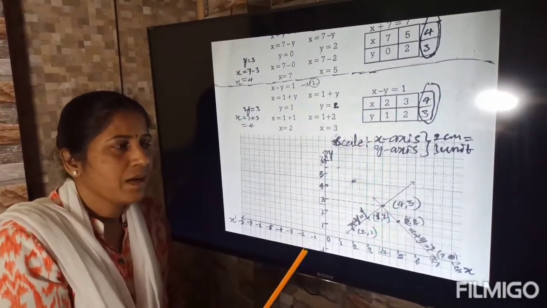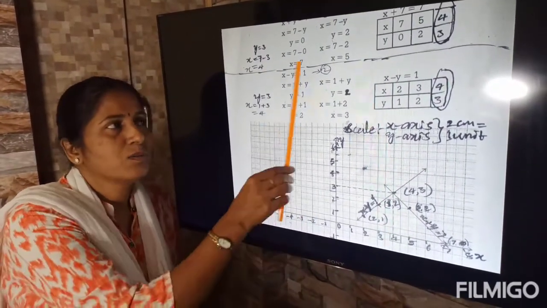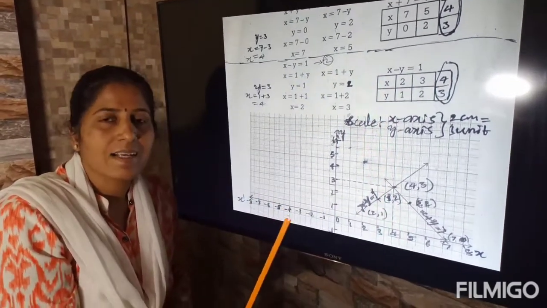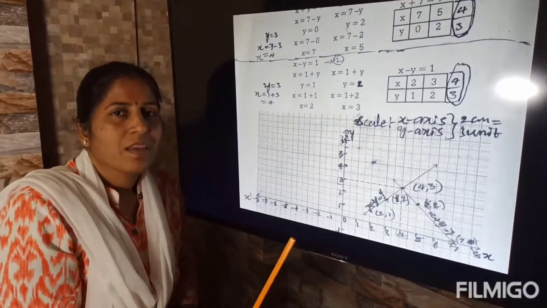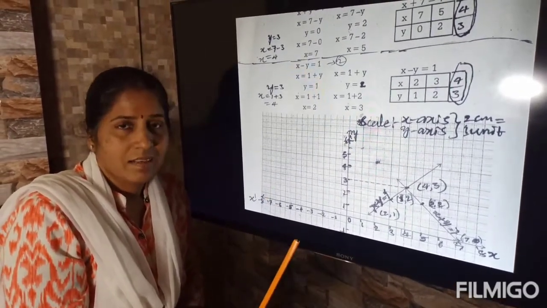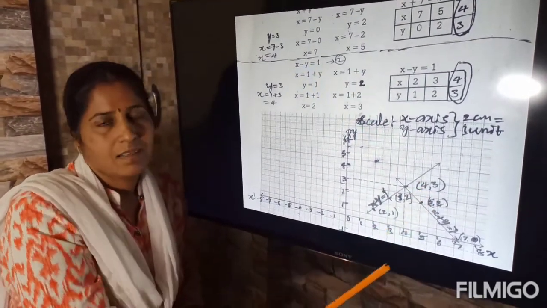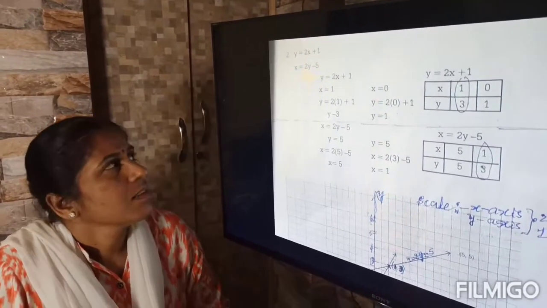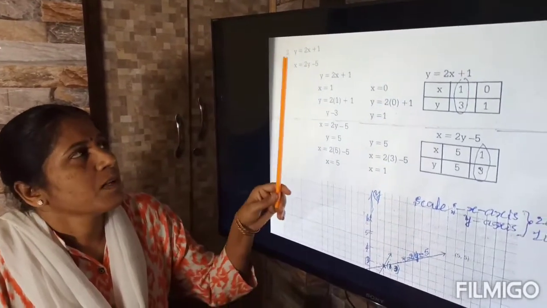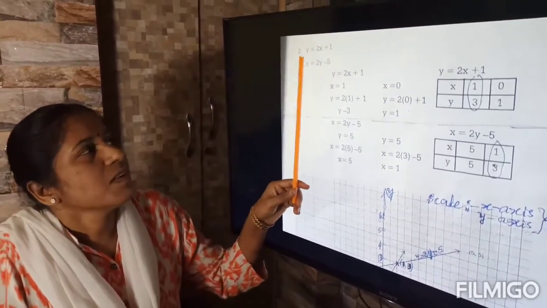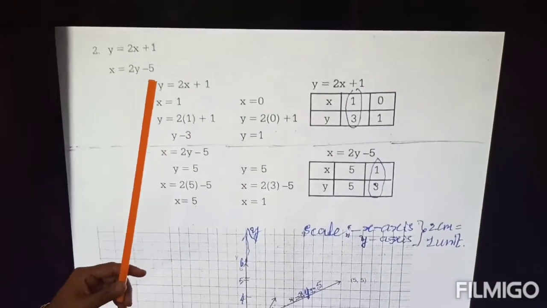Slowly understand properly. Once you understand clearly how to plot one graph and how to find the values, this is the same method for every graph. Okay? You can draw very easily. These are the values for x and y. Okay. Students, next graph, draw the graph for these two given equations. Y is equal to 2x plus 1 and x is equal to 2y minus 5.